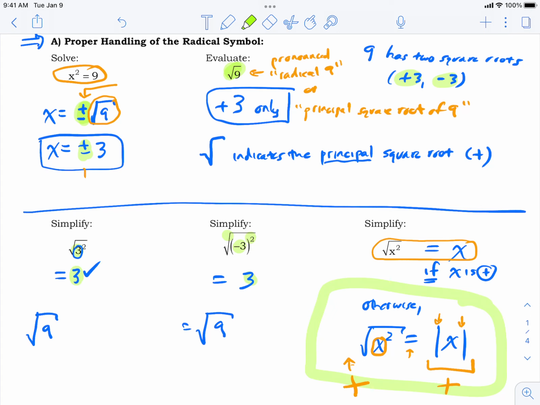Got to keep this in mind. Square root of x squared. Yes, it's x if x is positive. Otherwise, you really should put the x in absolute value bars, just in case x is negative.